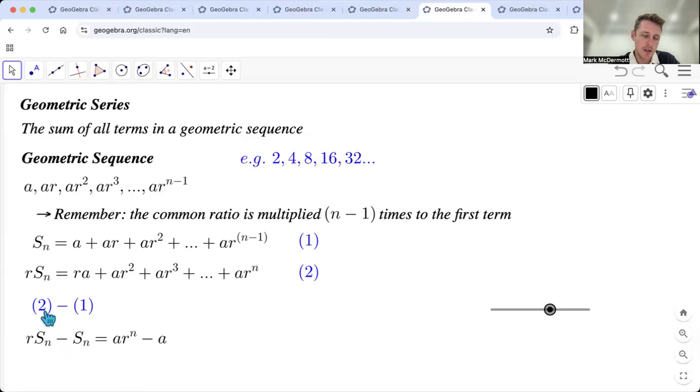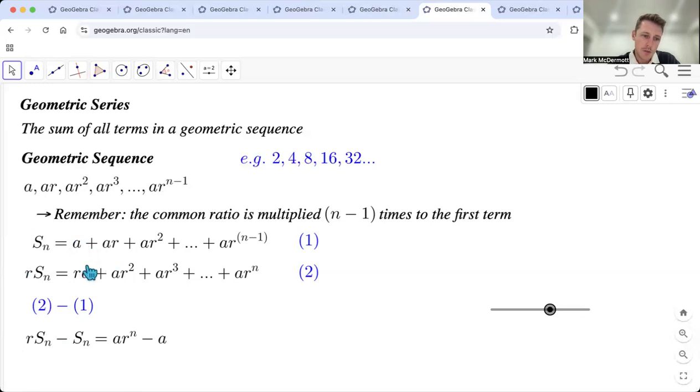And let me explain how this works. I think the left-hand side is quite easy to understand. We take equation 2, r multiplied by s sub n, minus s sub n. So that's just this. Okay, equals this. Now, how do we get this term? Well, let's think.